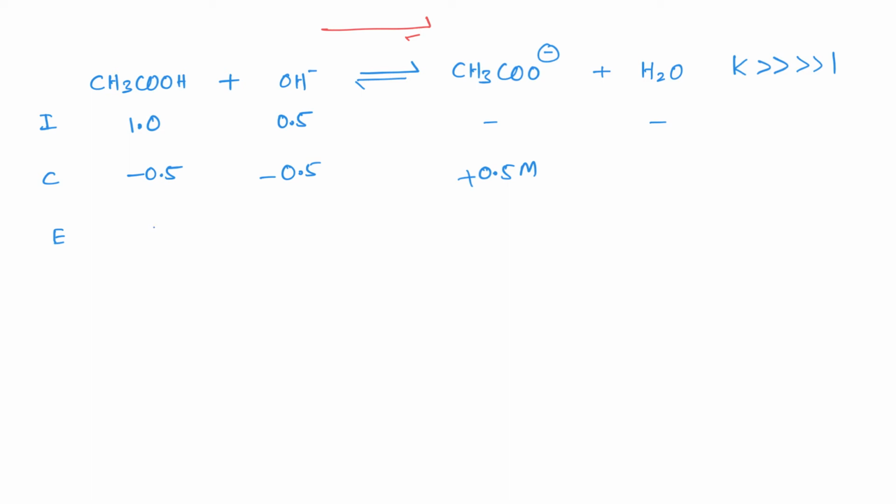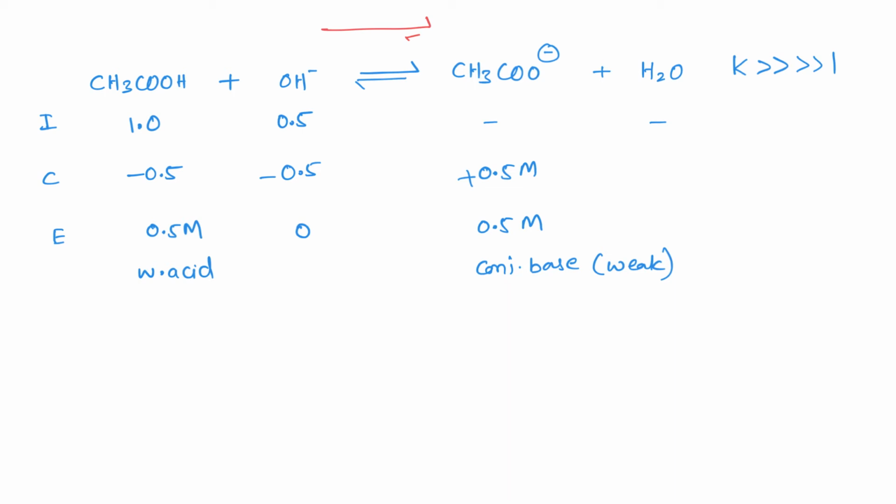At equilibrium, we have 0.5 molar acetic acid, 0 molar OH minus ion, and 0.5 molar acetate ion. Acetic acid is a weak acid and acetate ion is its conjugate base, which is also a weak base. After all the reactions happened and at equilibrium, we have appreciable amounts of acetic acid, which is a weak acid, and acetate ion, which is a weak base.